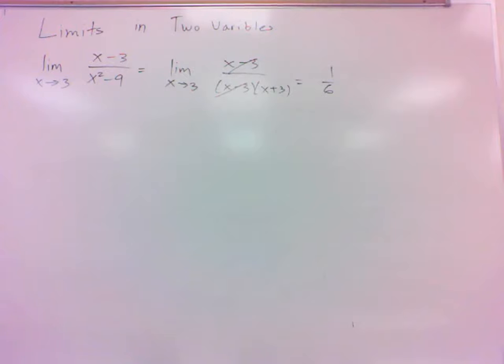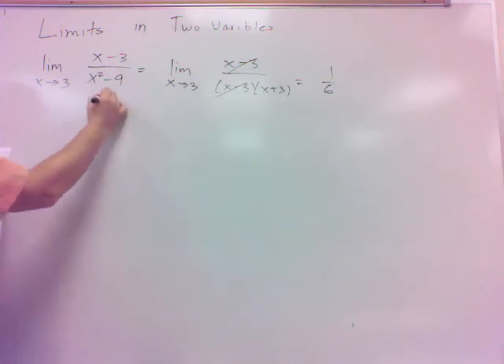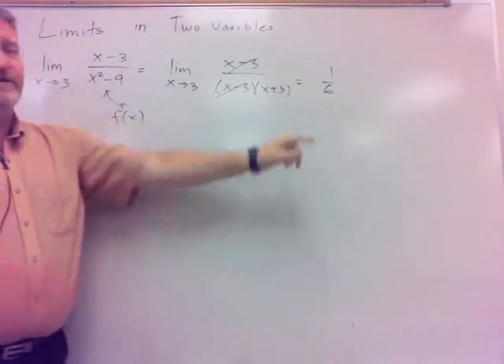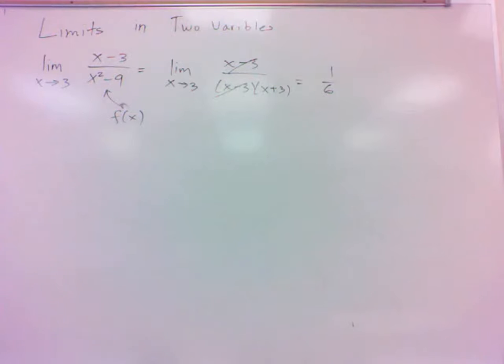Well, when we go to two values, now that's the limit as x approaches a number, but it's really the limit of a function, right? f of x is x minus 3. As the independent variable or the input values approach 3, there's not a function value at 3 here. But as we approach 3, we can say the limit is 1 over 6.